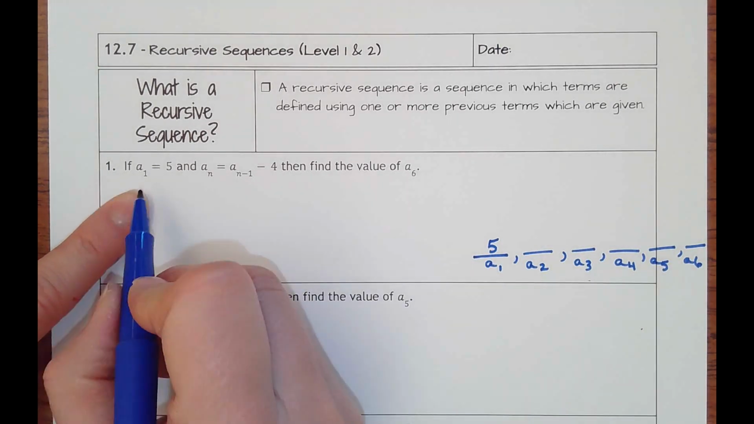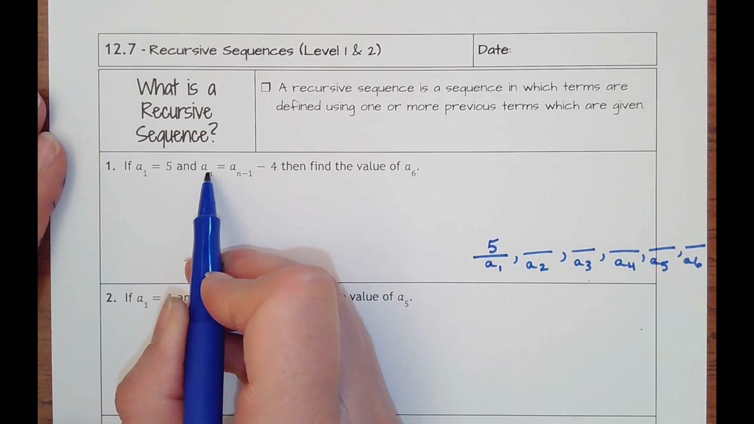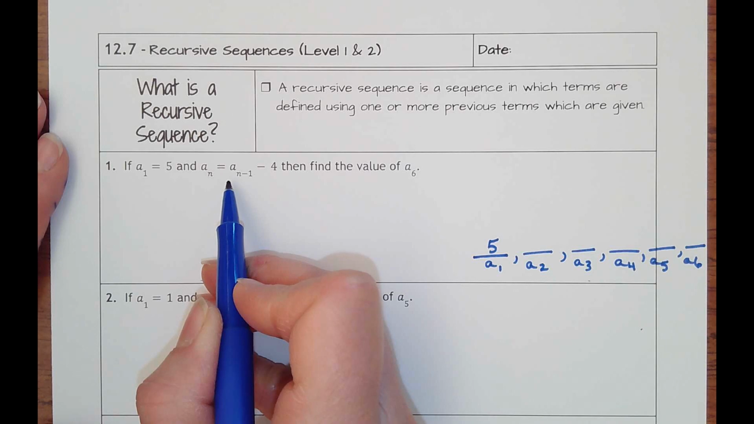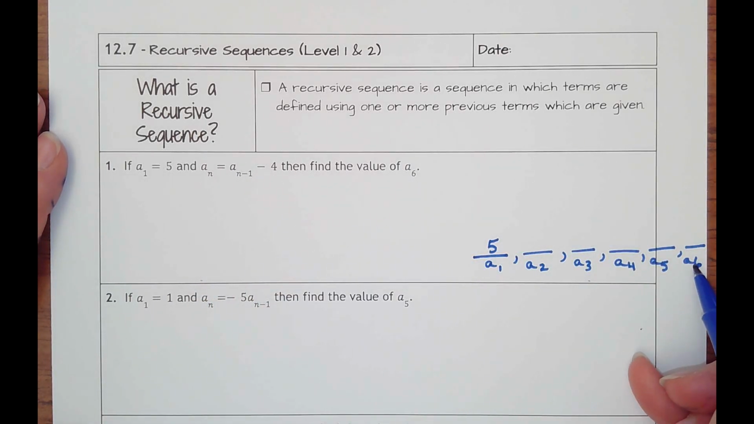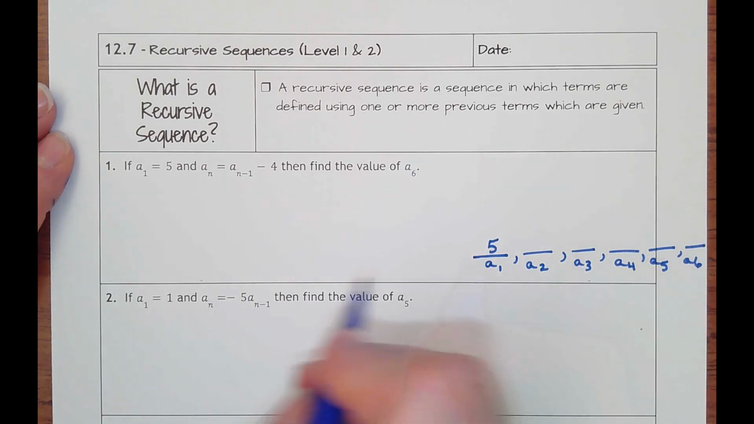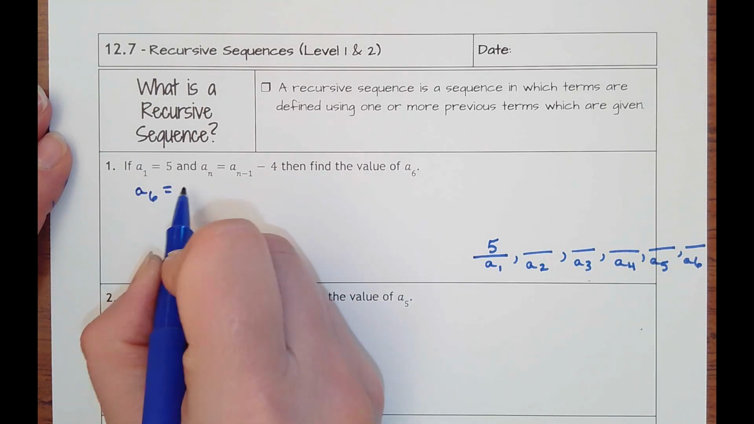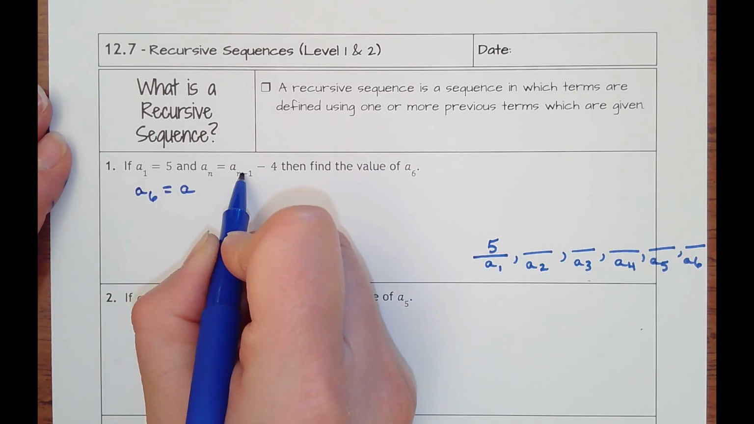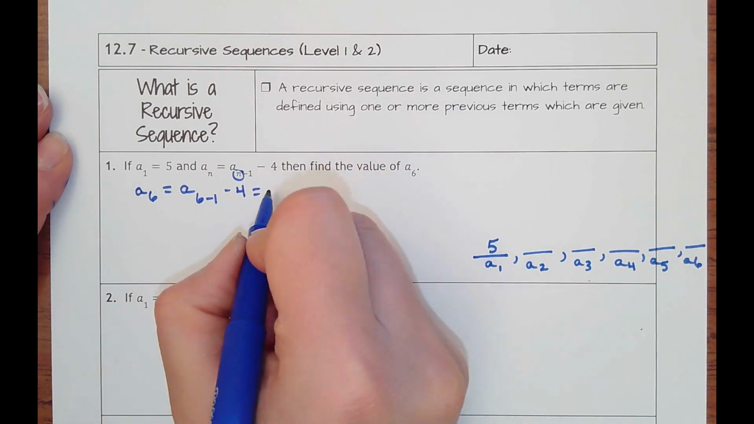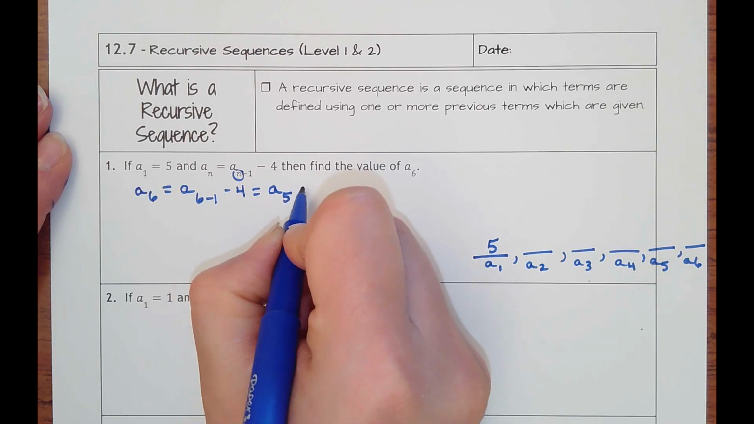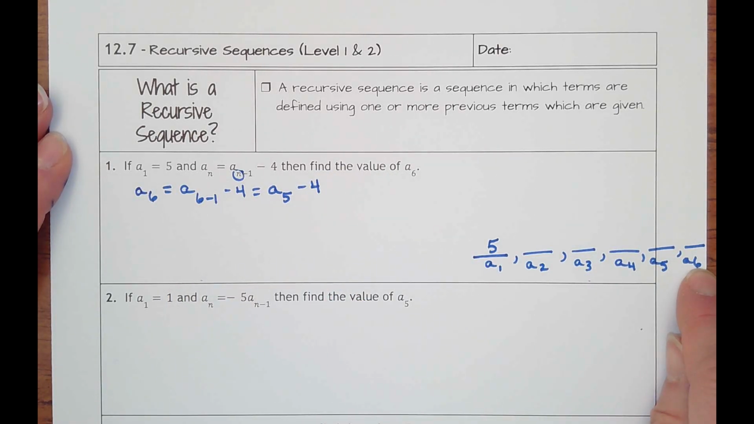It tells us that the first term in a sequence is 5, and then it gives us a formula to find any numbered term in the sequence: a sub n equals a sub n minus 1 minus 4. We want to find the value of the sixth term, a sub 6. If I plug 6 in for n, I get a sub 6 equals a sub 6 minus 1, minus 4. That means a sub 5 minus 4. So I would have to take the fifth term minus 4 to get a sub 6.